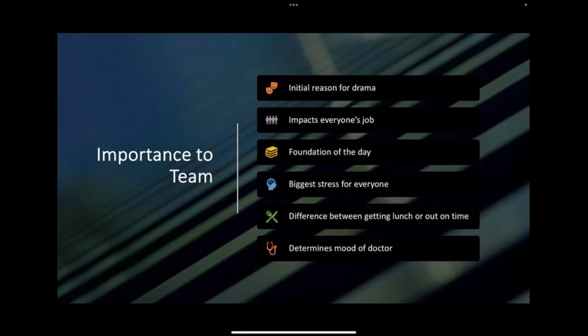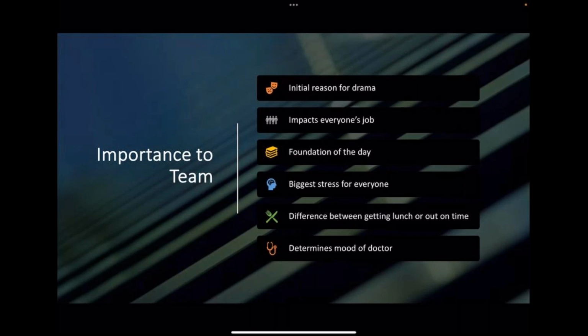Our doctor's moods, and it's better to work for a happy doctor, right? Than a stressed doctor. And then last, but most importantly, it is the initial reason for drama in the practice. I believe the schedule is the reason we have drama in the office because she said do this and she said squeeze the emergency and the doctor said do this and the assistants are pointing at the hygienist and the hygienist at the front office, and it's because it's controlling us. So when we get stressed, we point fingers at other people and it causes the drama in the practice.